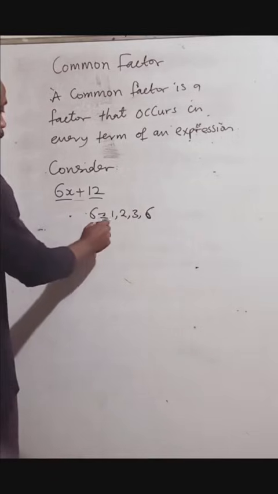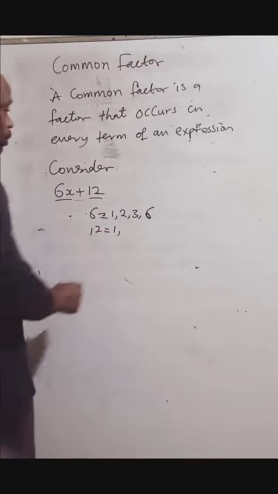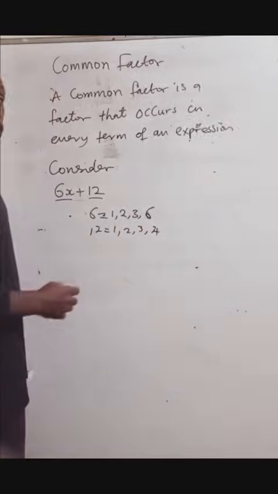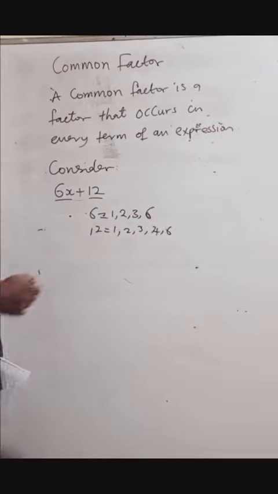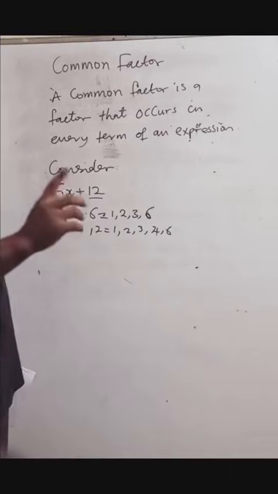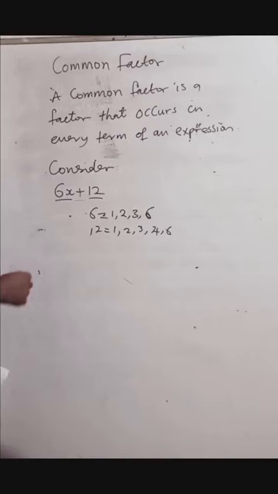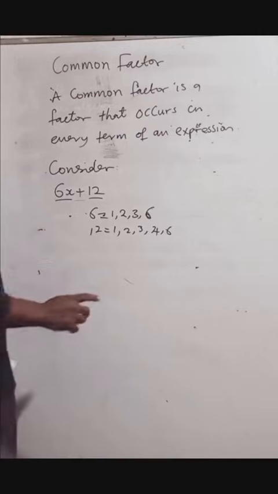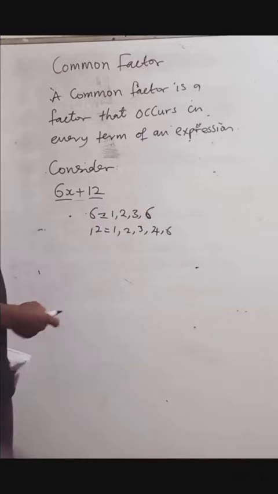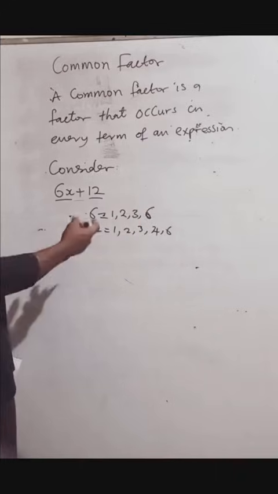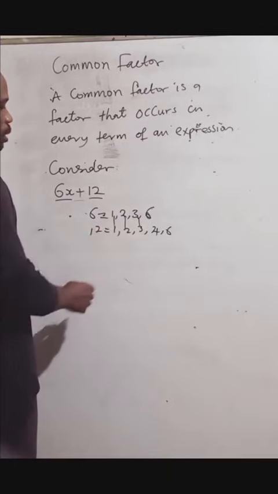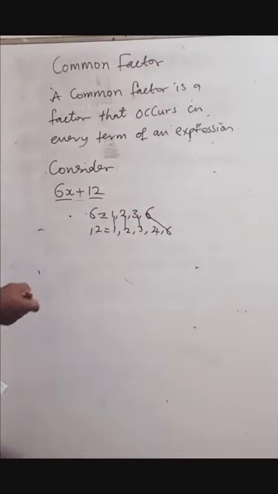The factors of 12 are: 1 can divide 12 without remainder, 2 can, 3 can, 4 can, and 6 can also divide 12 without remainder. So how do we get the common factor, that is the number that can divide the two terms in this algebraic expression without remainder? We are going to consider these two sets of factors of 6 and 12. If you look at it carefully, what are the common factors here? The common factors are 1, 3, and 6, right?